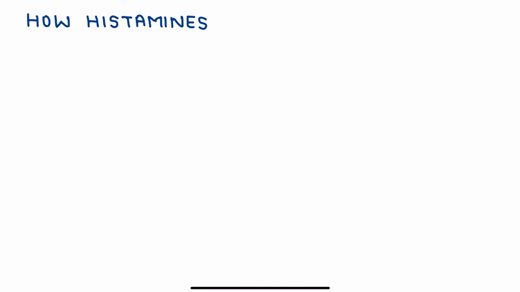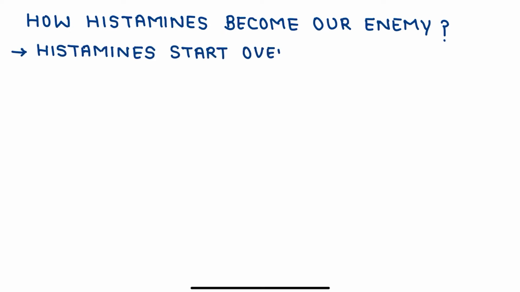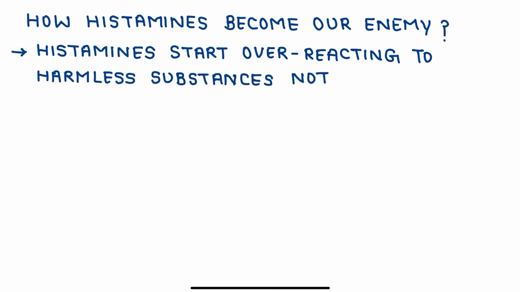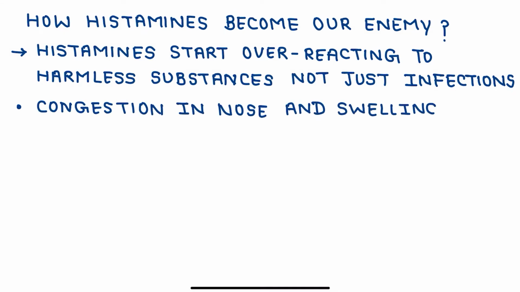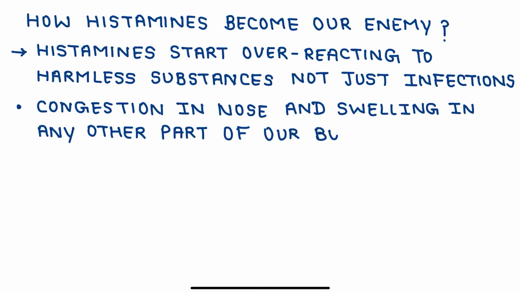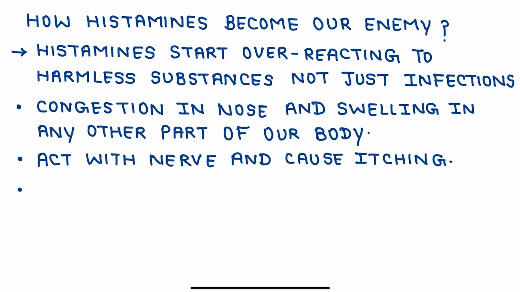Now let's see how histamines become our enemy. In case of allergies, histamines start overreacting to harmless substances, not just infectious ones. This is when histamines become our enemy. Leaky blood vessels cause congestion in the nose and swelling in any other part of the body. Histamines act with nerves to produce itching.